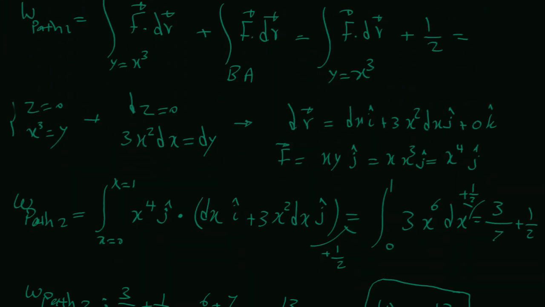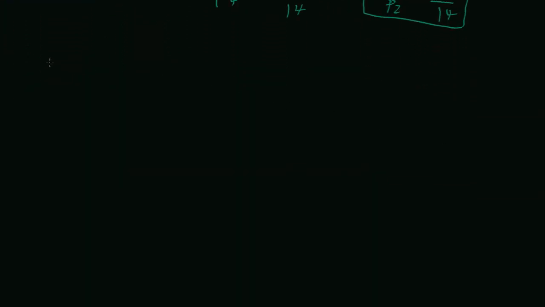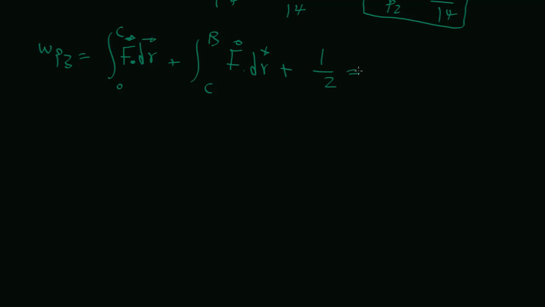So W path 3 is equal to the integral of F dot dr from point O to C, plus the integral of F dot dr from C to B, plus the work on the path B to A, which we calculated before, and it was 1 over 2.